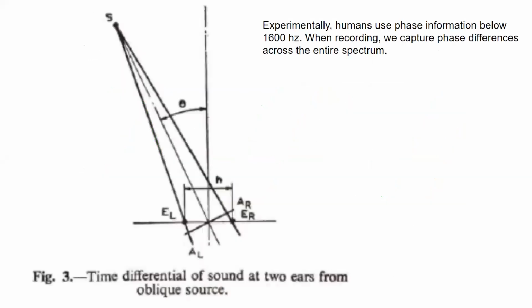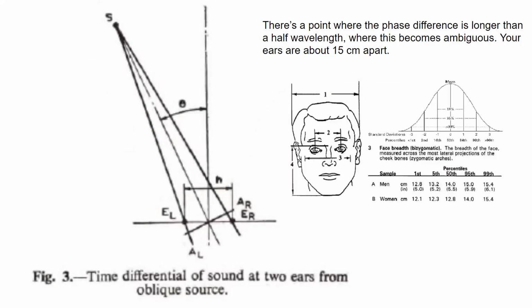Okay, so in humans, experimentally, they're only using the phase information below 1600 hertz. Again, the numbers in this lecture are pretty fast and loose, but it captures the spirit of it. But when we do the recording, we're capturing phase differences across the entire spectrum. So even though humans are only using the phase on these lower frequencies, your microphone is going to pick up all of it. And that's going to be a big problem that we'll see throughout this lecture.